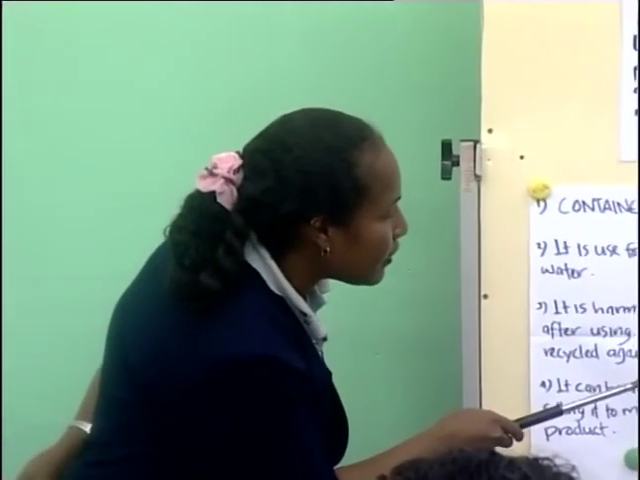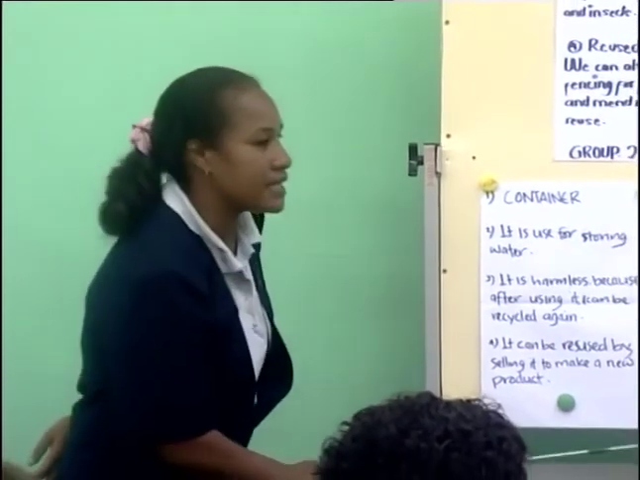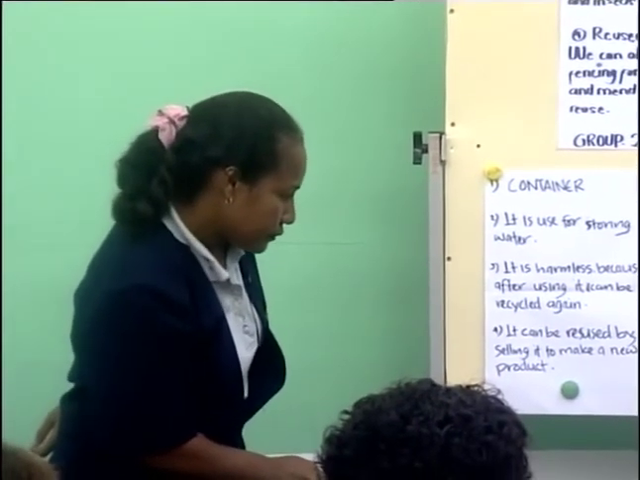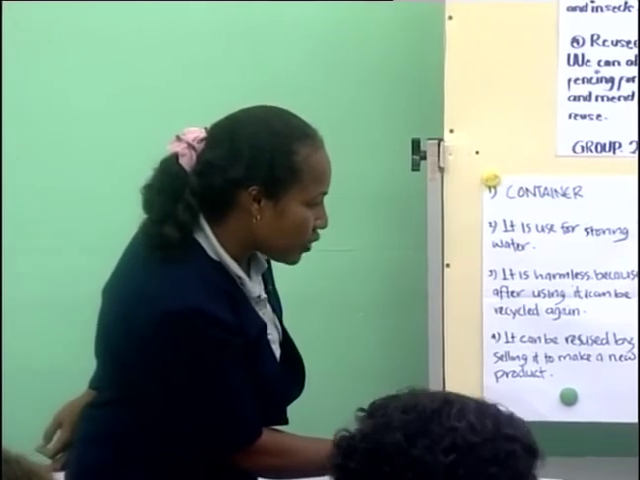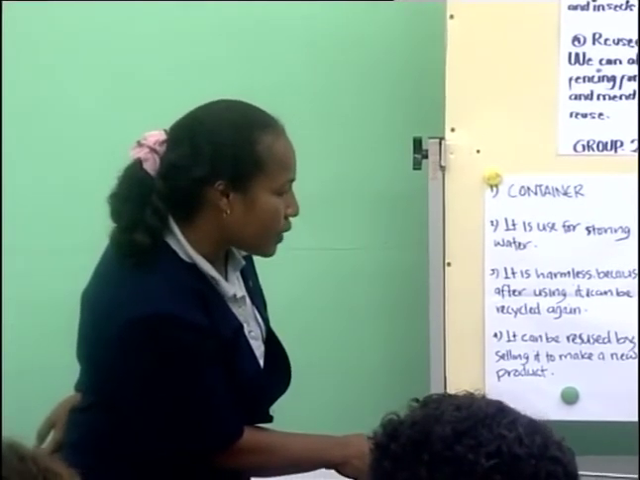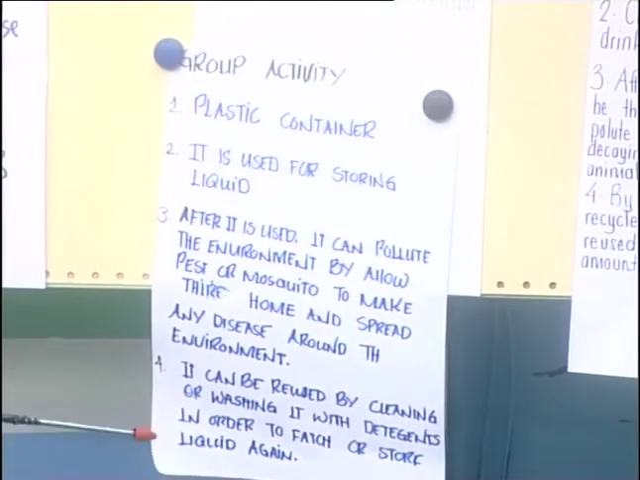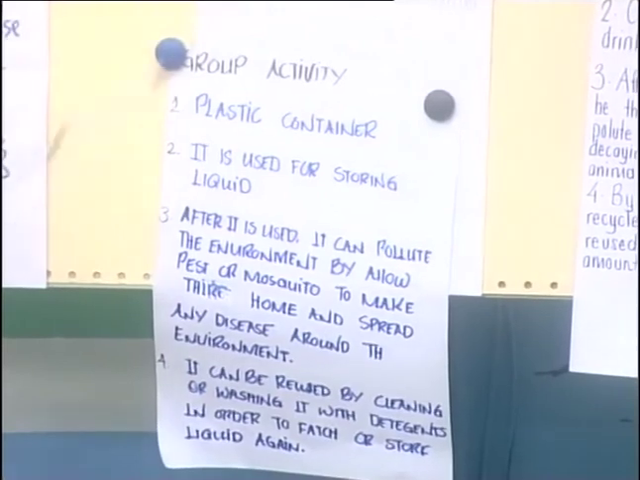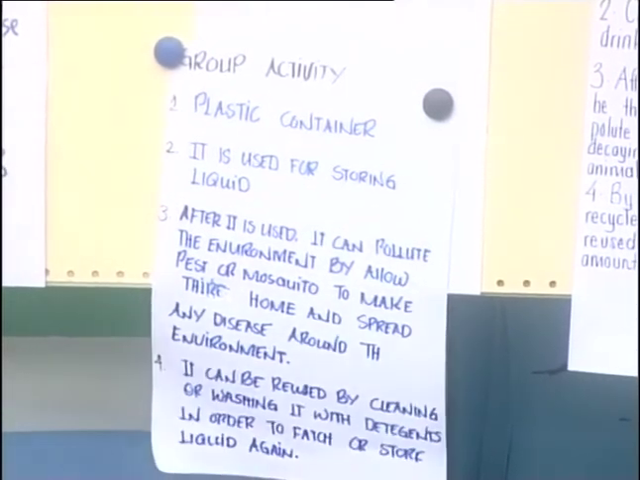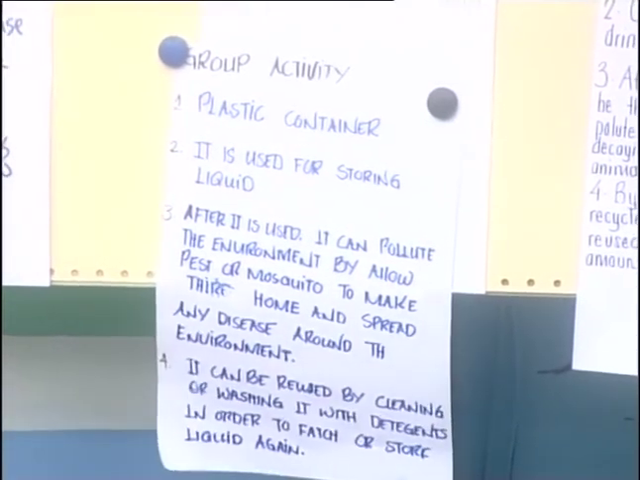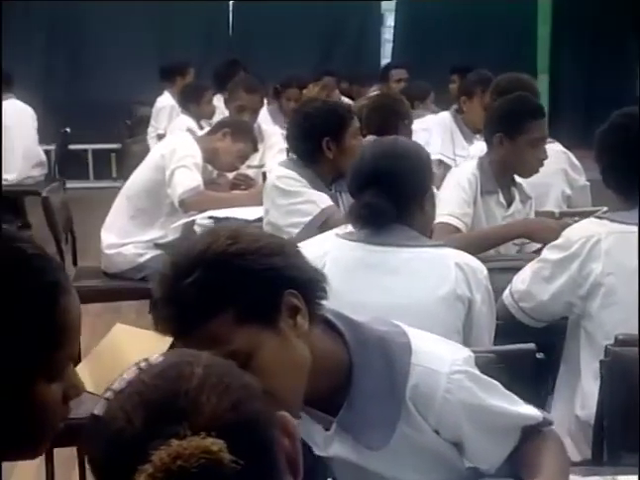Let's go on to plastics, because the majority came up with plastic. It can be reduced by burning it, or you can also recycle it. Here it can be reused by cleaning or washing it with detergents in order to fetch or store liquid again. After you use it, you can wash it up and store things in it. So again, I will not go through all these answers. All of you have done well, receiving students and the model class. You can compare your answers later on during your non-TV class time. With that, give yourself one big clap.